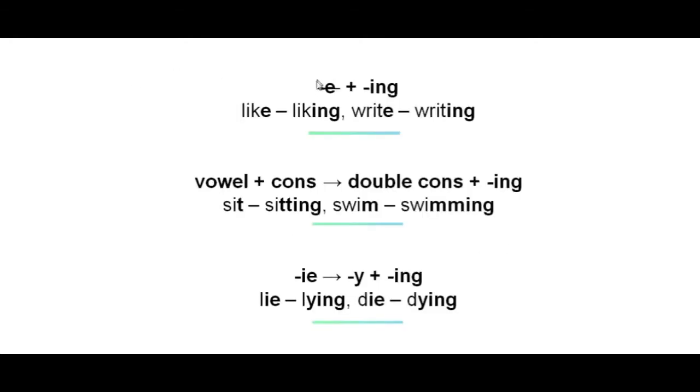Now when a verb ends in E, we get rid of the E and simply add -ing, as in like, liking, write, writing. And when a verb ends in a vowel plus consonant, we double the consonant and then add -ing, as in sit, sitting, swim, swimming. And when a verb ends in ie, we change the ie into y and then add -ing, as in lie, lying, die, dying.